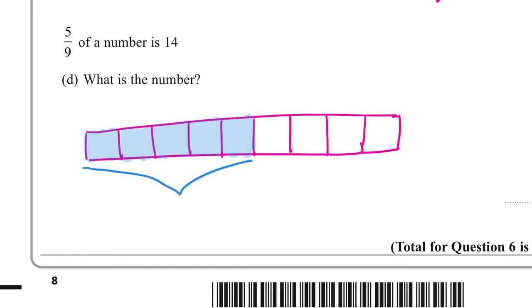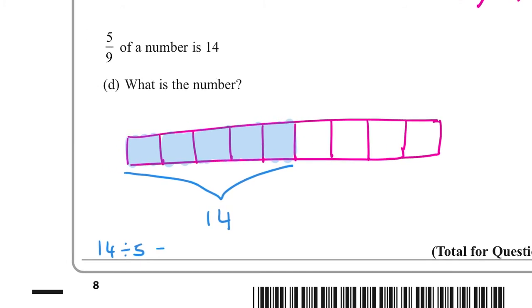5/9. This is what? 14. It says 5/9 of a number is 14. So if I know 5 bars is 14, how do I work out 1 bar? Exactly. So 14 divided by 5 is going to give me 1 bar, which is 2.8. So each one of these is worth 2.8. So does 2.8 times 5 give me 14? Yes, so I know I'm right. I'm doing that logic again.